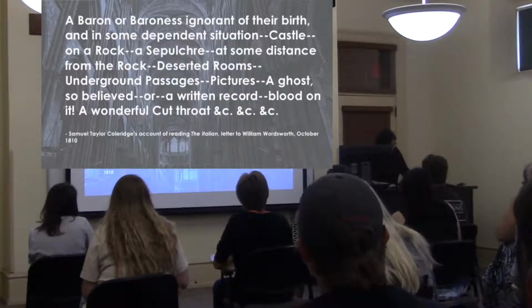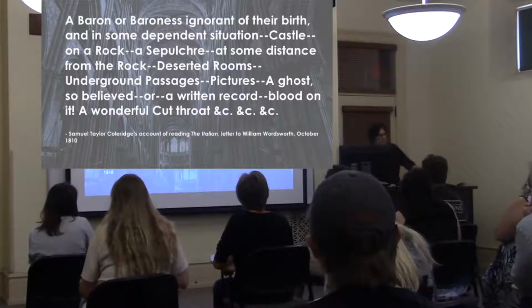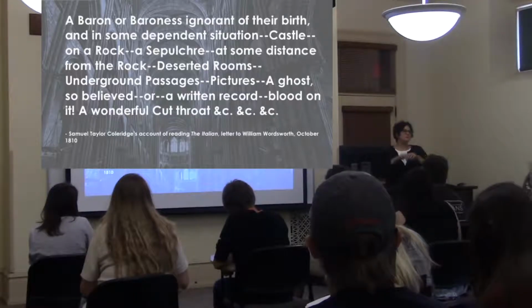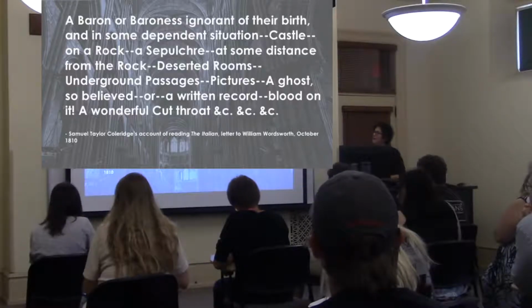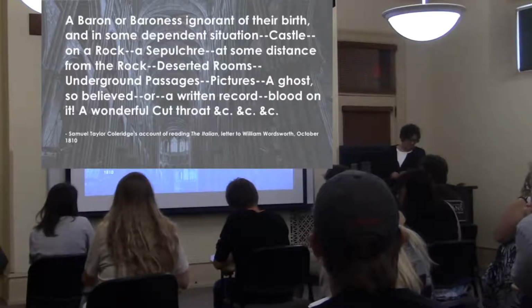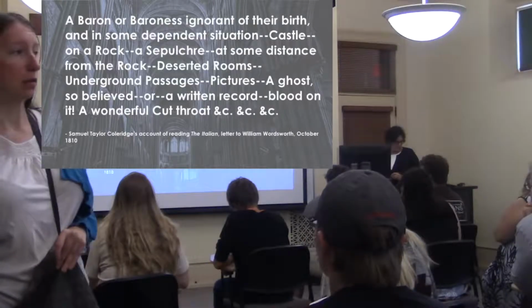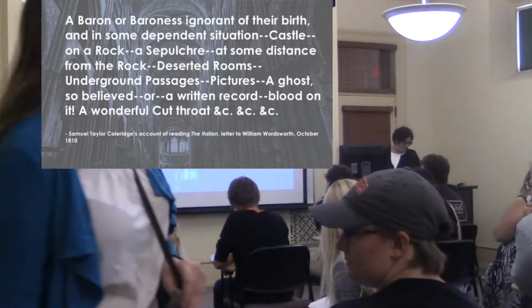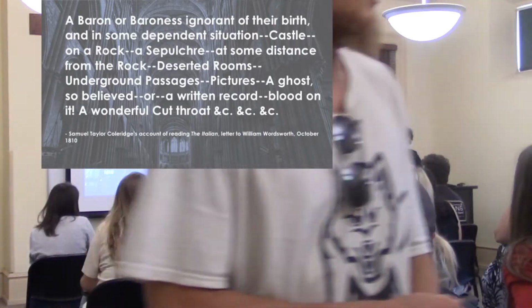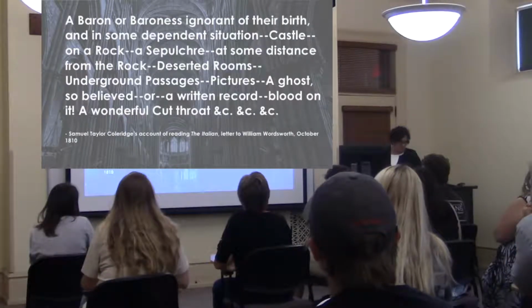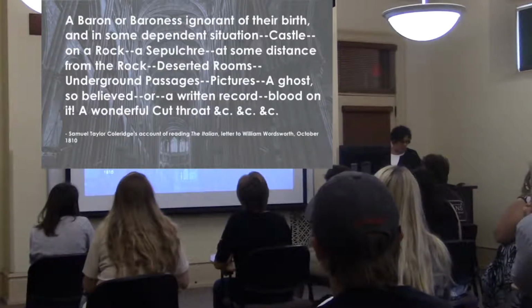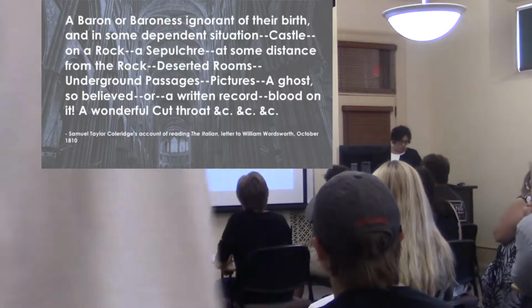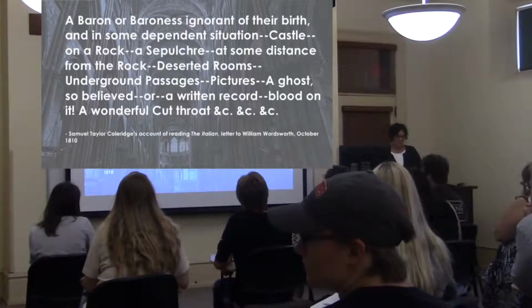Okay, so today I'm talking about Anne Radcliffe's novel, The Italian, and I see a bunch of my students in the room, but I know some of you may not have read it, so I put a plot summary up here for you. A baron or baroness, ignorant of their birth, and in some dependent situation, castle on a rock, a sepulchre at some distance from the rock, deserted room, underground passages, pictures, a ghost, so believed, or a written record, blood on it, a wonderful cutthroat, etc., etc., etc.